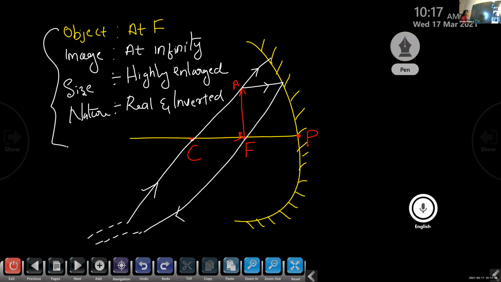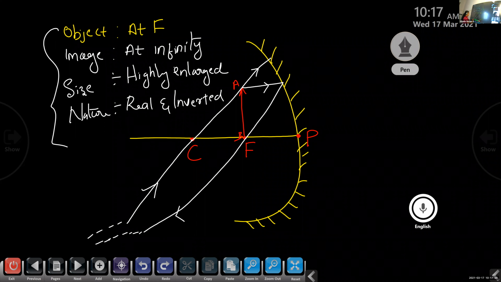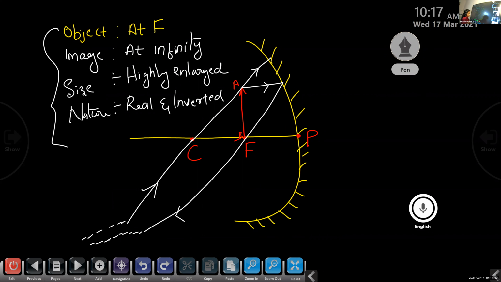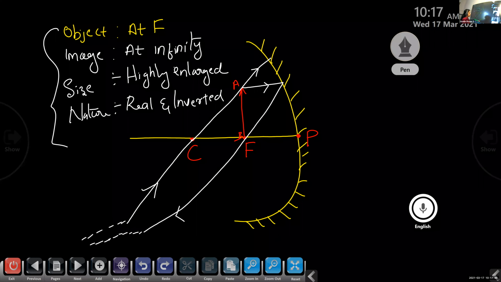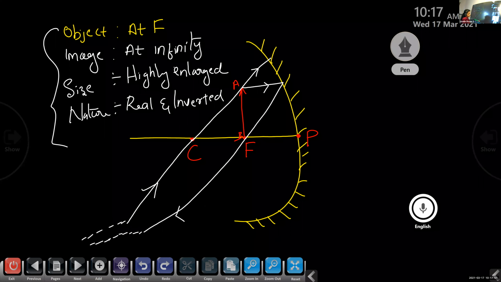Since the image is formed at infinity, we cannot represent it with arrow marks. So we represent it with dotted lines. This dotted line indicates that the image is formed at infinity. Clear? Do you have any doubt in dealing with this ray diagram? You can ask and clear it now itself. Can we move to the next case?